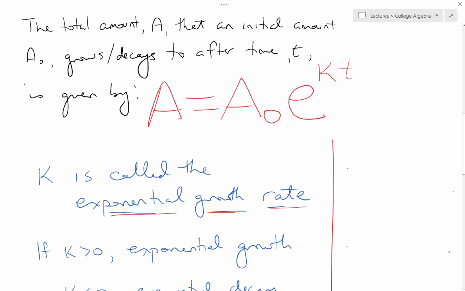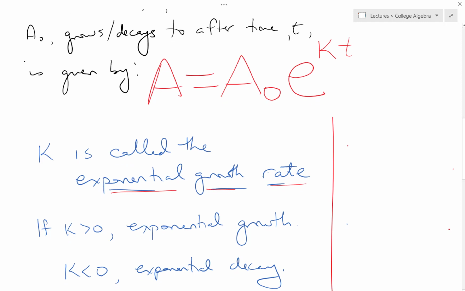So this one number, this growth rate, tells you what type of problem you're working with. If K is greater than 0, then you are working with an exponential growth problem. Whatever quantity you're measuring is growing at an exponential rate. If K is less than 0, then you are working with an exponential decay problem, which means that whatever quantity you're working with is decaying or dropping, getting less at some exponential rate. And that exponential rate is K.